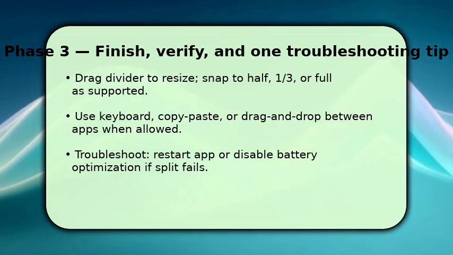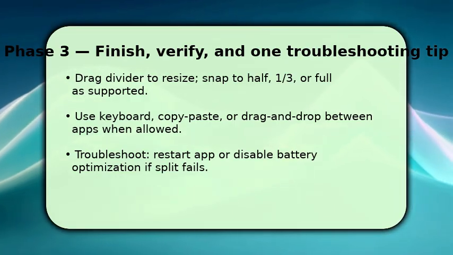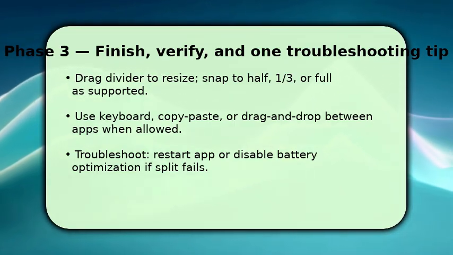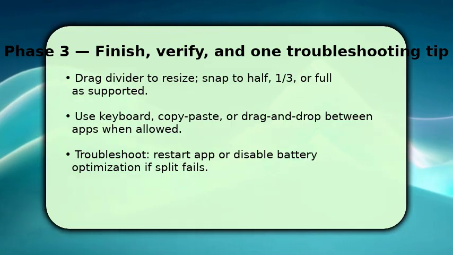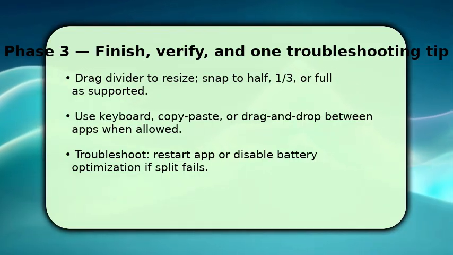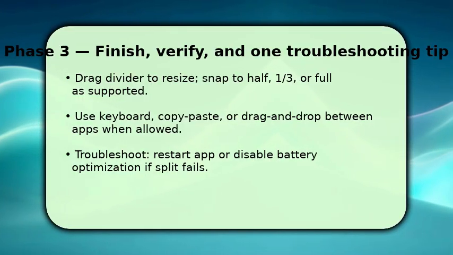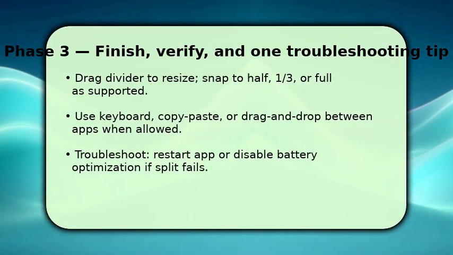If an app won't enter split screen, force stop and restart it, or turn off battery optimization for that app. Some aggressive power settings prevent multi-window. If problems persist, reboot the device and try the sequence again to clear temporary glitches.